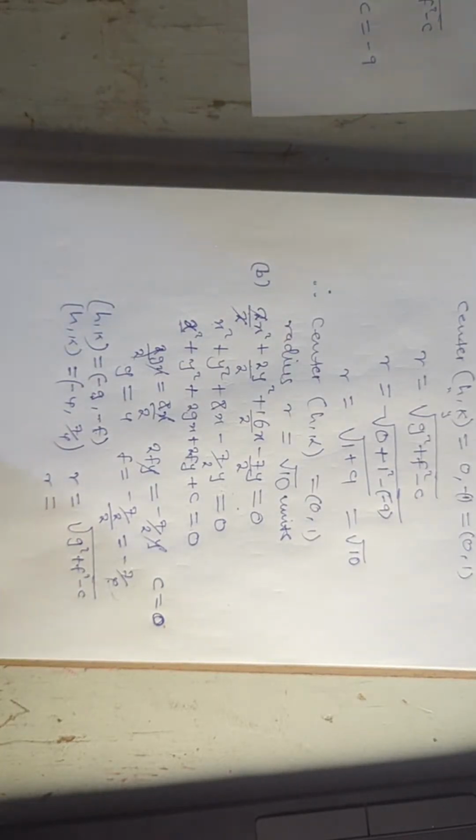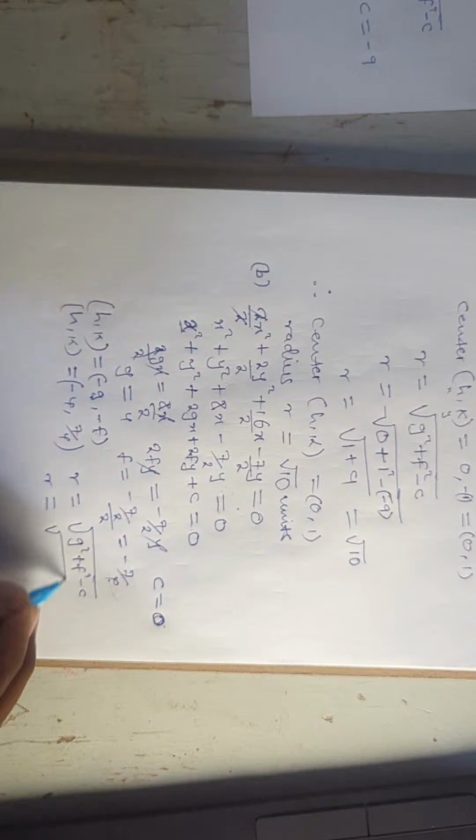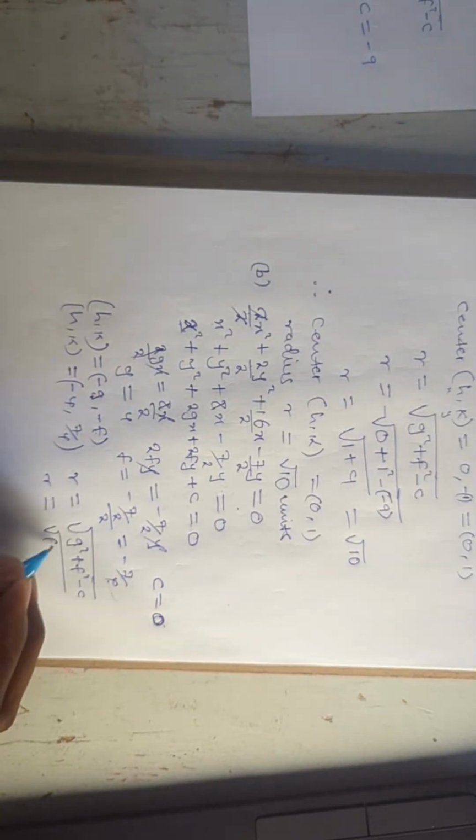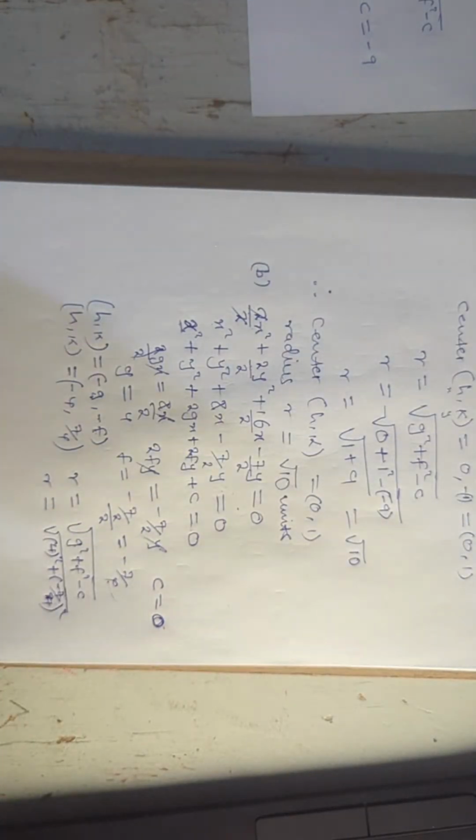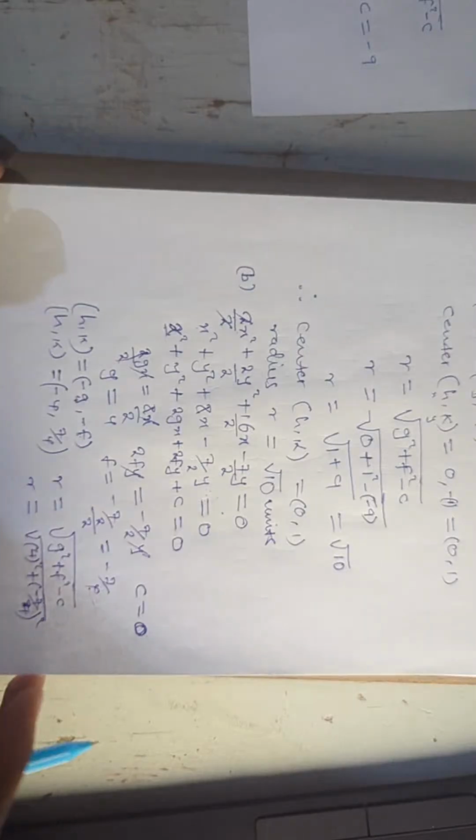So r is equal to the square root. What is our g? Our g is 4 squared. And what is our f? Our f is negative 7 over 4, and c squared, our c is 0, so you leave it like that.